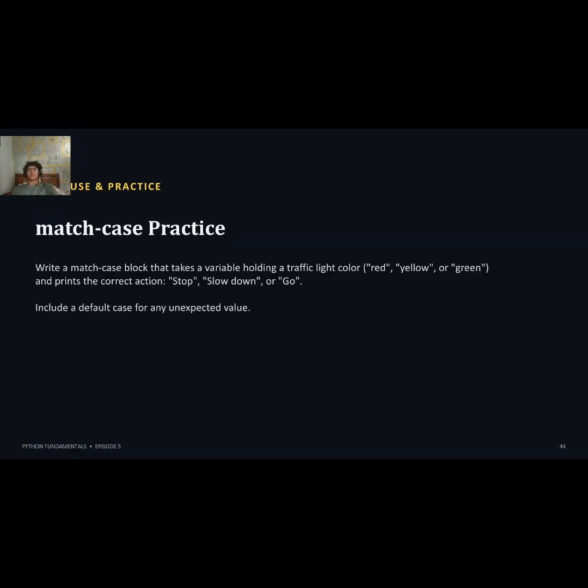Next one is the practice question. Just pause the video, do this question by yourself, then you can resume the video. What's the question? Write a match case block that takes a variable holding a traffic light color, red, yellow, or green, and prints the correct action: stop, slow down, or go. Include a default case for an unexpected value.